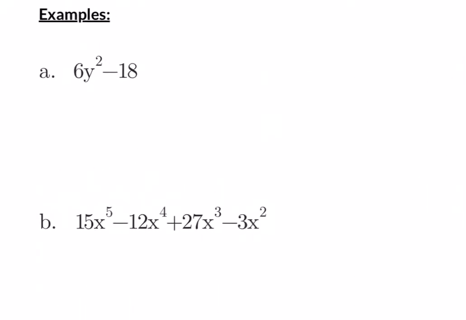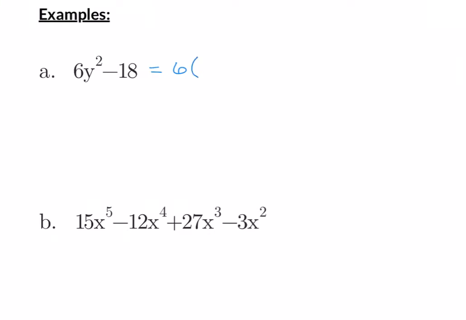Let's start with example A. I want to look at my two terms here, and I want to determine the GCF. So what is the largest number that divides into 6 and 18? The answer is 6. Do we have any y's that we can factor out? Do they have any y's in common? And the answer is no. This term has no y's, so there will be no y's in our GCF. So my GCF is just going to be 6.